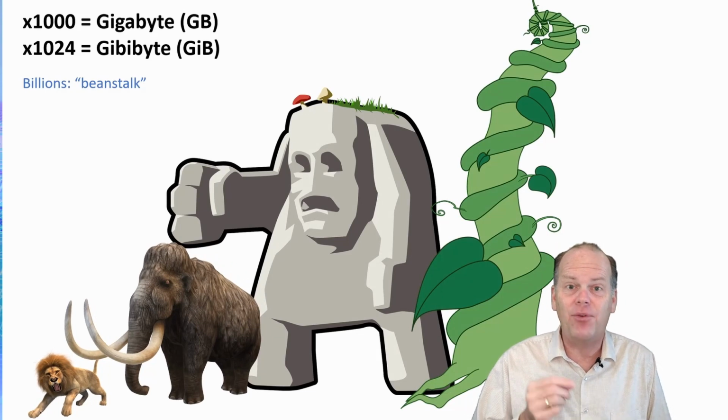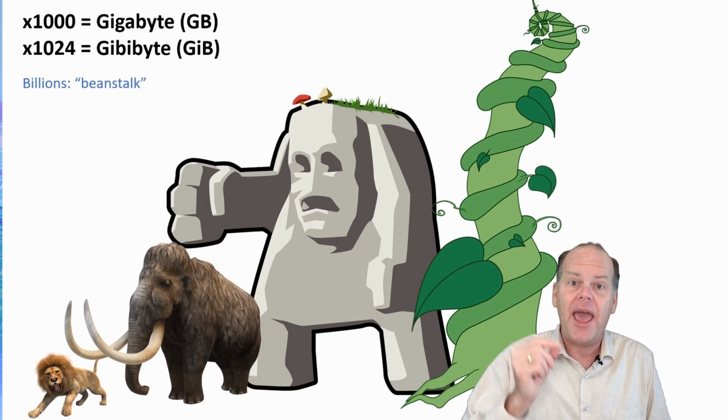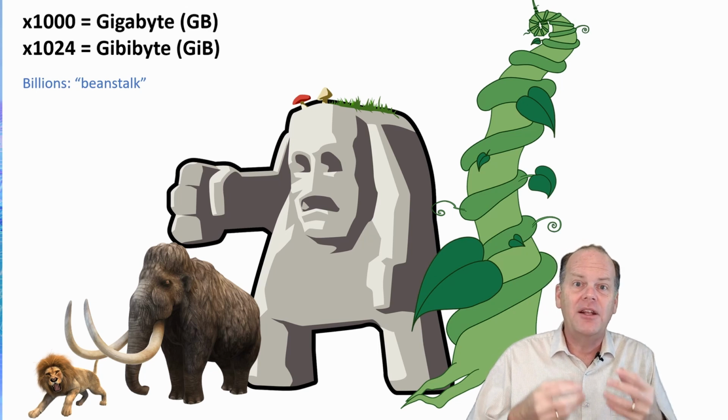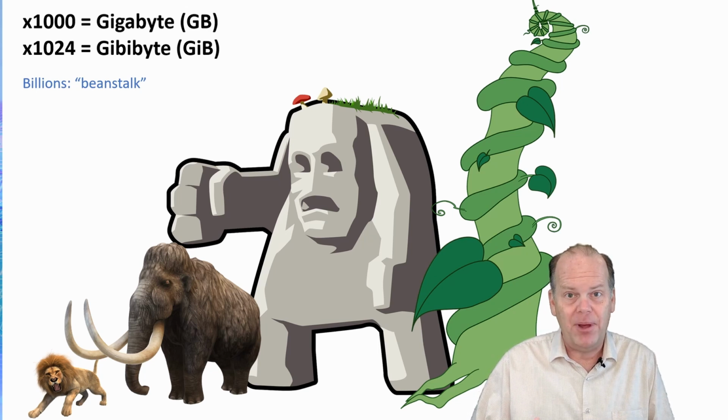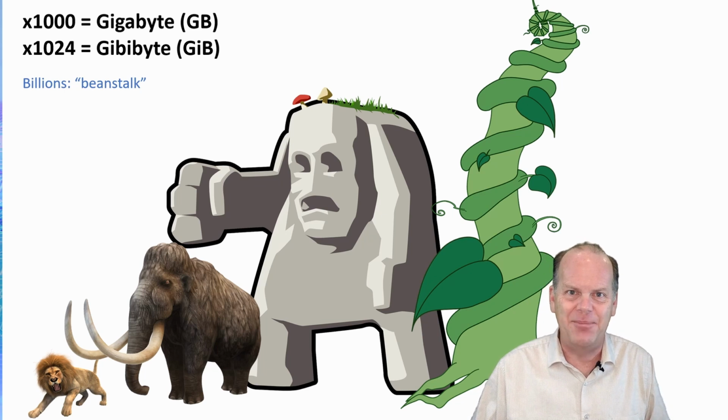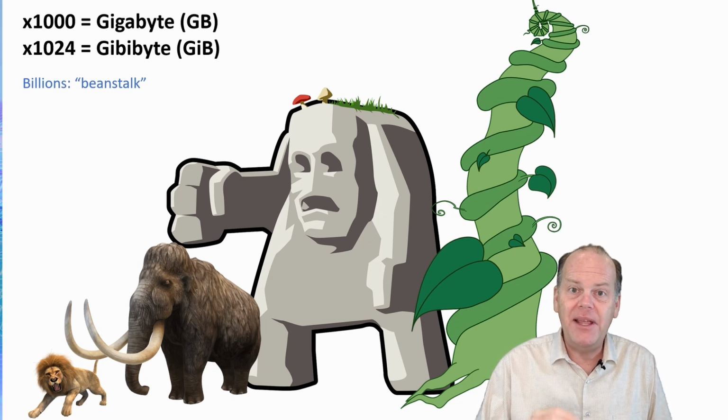After megabytes, or mebibytes, comes the gigabyte or gigabyte, depending on how you say it. I say gigabyte because I remember it as a giant over the mammoth. So the gigabyte is billions of bytes. And I can remember billions because this giant is the giant from the Jack and the Beanstalk story, and I picture the beanstalk to help me remember billions.